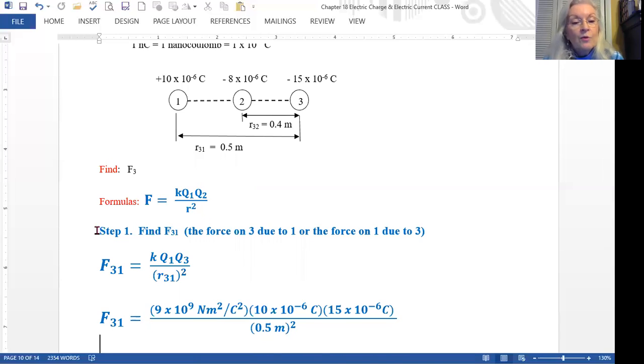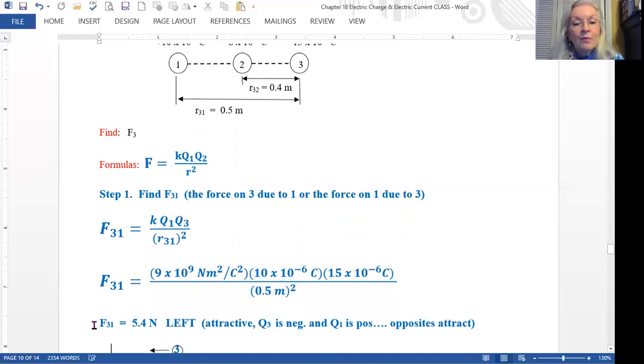So we write down the formula. You always start with the formula. F31 is K, Q1, Q3 over R31 squared. Remember that the 3, 1 here, and the 1 and the 3 here are all subscripts. They're a little bit below the line. And so we write down the formula and then we plug in our numbers.